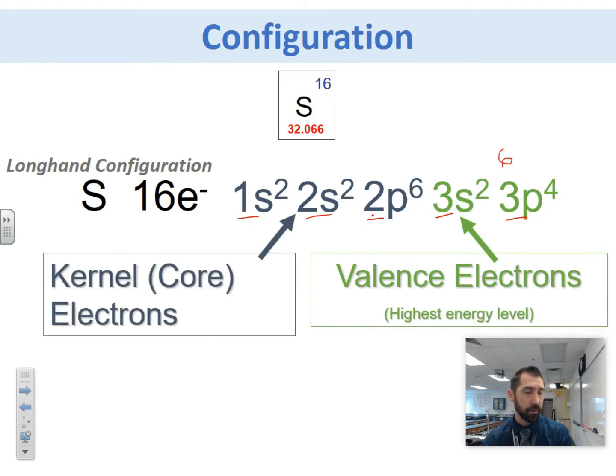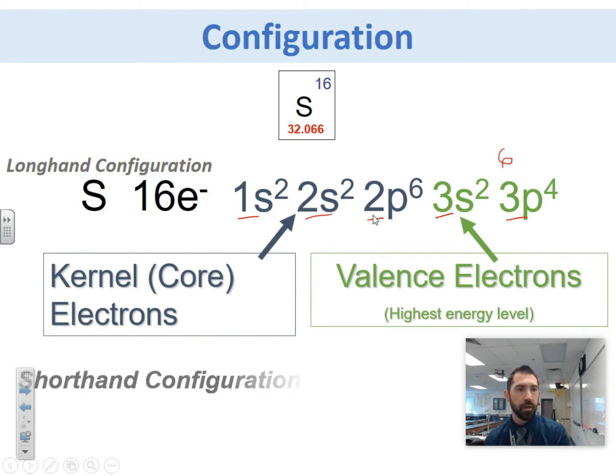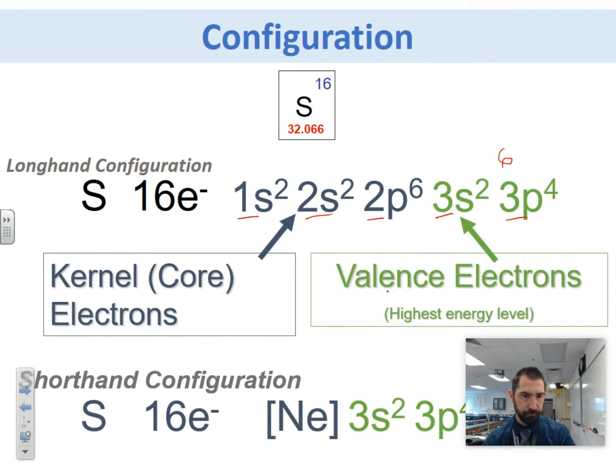Now these electrons are called core electrons. Not that they're not important, but they don't participate in bonding, which is what we'll learn on the next slide. That's why we focus a lot of our attention on valence electrons. We can predict a lot of things about an atom based on how many valence electrons it has. And shorthand configuration will match.